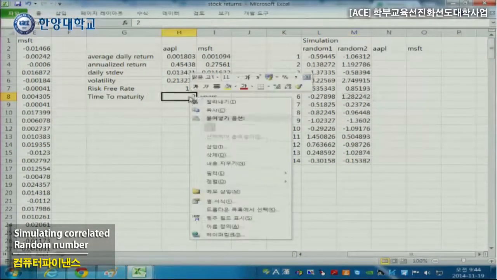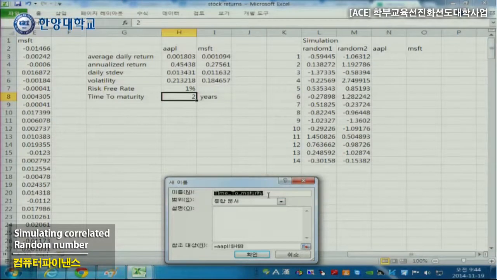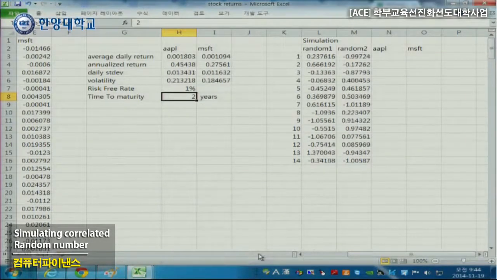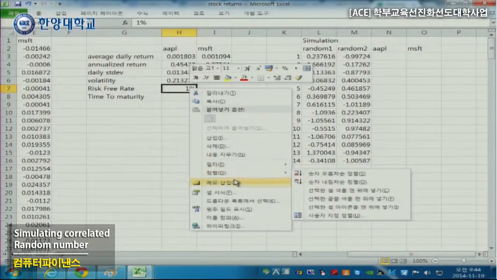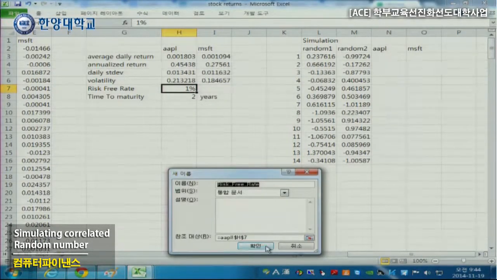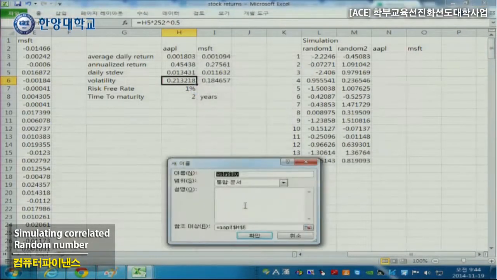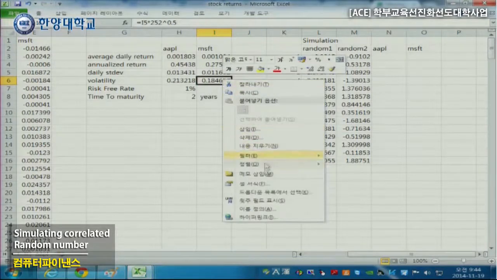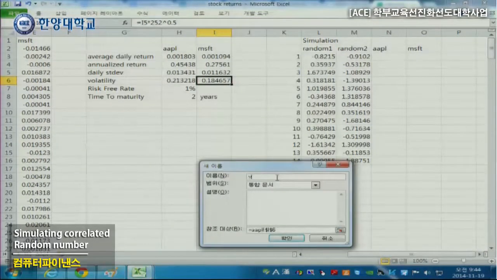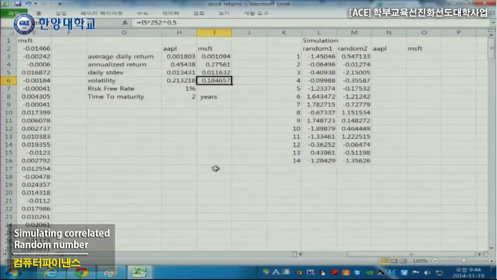And then let's call this one the time to maturity. So interesting, this is already a nice name, time to maturity. And let's name this one the risk-free rate. Good, okay? Let's call this one the volatility 1. And let's call this one the volatility 2.